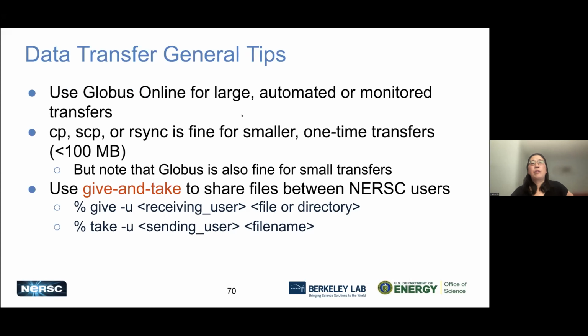So, data transfer tips: basically, use Globus for large, automated, monitored transfers. You can still use cp or rsync for one-time or smaller transfers, but Globus is also good for small transfers as well.